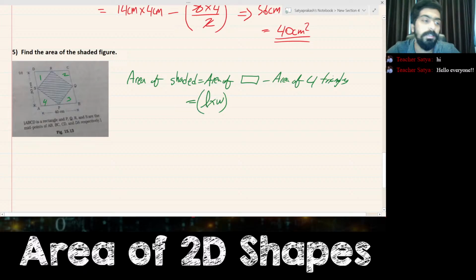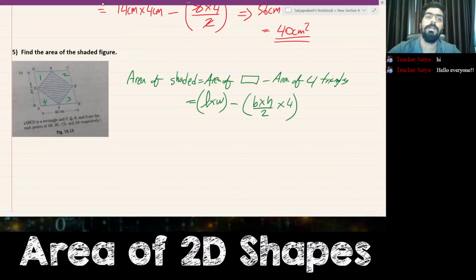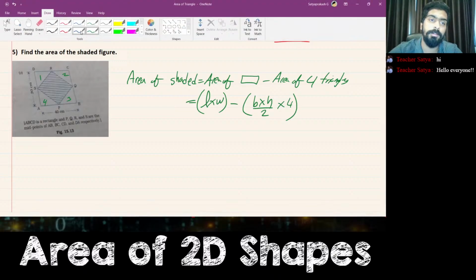right? Or the base times height is pretty much the same. And since we know all of these triangles will have same area, so we have base times height divided by 2 and then multiplied by 4 because there are 4 triangles, right guys? Now let's find the area of this rectangle first.